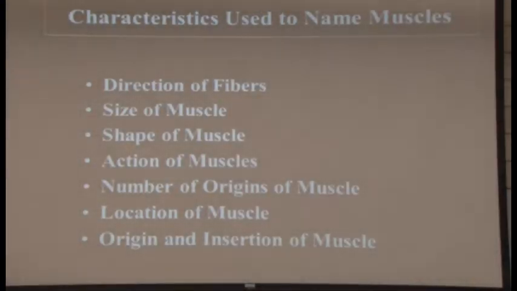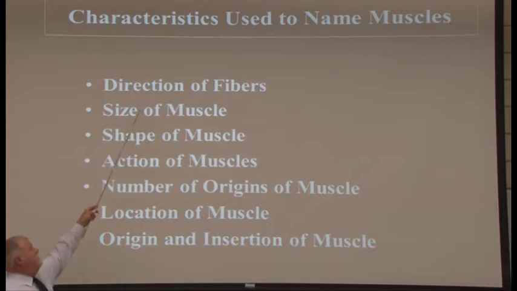If we look at all of the names on your list in lab of the muscles that we're going to work on, all of the names have been developed using a kind of protocol. Some muscles are named because of the direction their fibers flow, and the name tells you something unique about the direction in which the fibers will be found in the muscle. Other parts of muscle names tell you the size of the muscle, whether it's a large muscle or a small muscle.